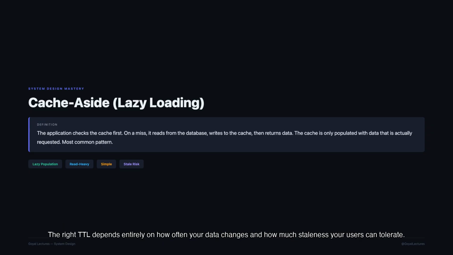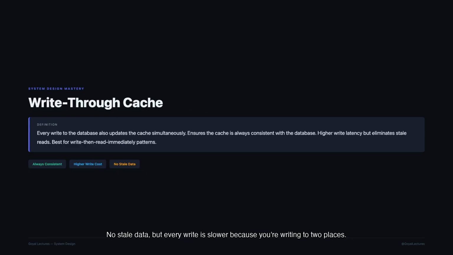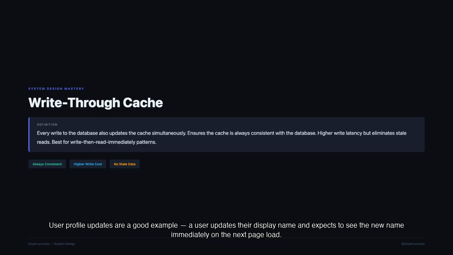Write through keeps the cache perfectly in sync by writing to both the cache and the database on every update. No stale data, but every write is slower because you're writing to two places. Write through is best when your access pattern is write data, then immediately read it back. User profile updates are a good example. A user updates their display name and expects to see the new name immediately on the next page load. Write-through guarantees that consistency. The cost is write amplification.